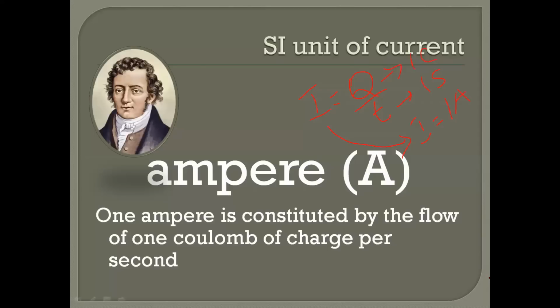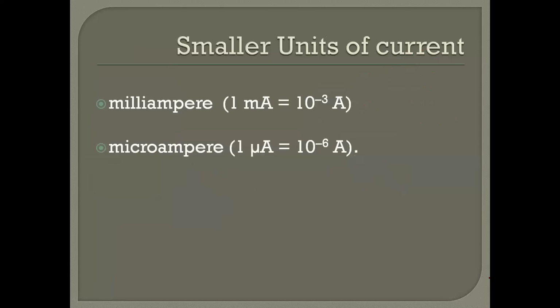Even though ampere is the SI unit of current, sometimes there will be smaller units given for current. That is, when we are measuring smaller amounts of current, we'll be using smaller units. They are milliampere and microampere. These are very common. And when it comes in problems, it is always to be noted that we have to convert it into the proper SI unit.